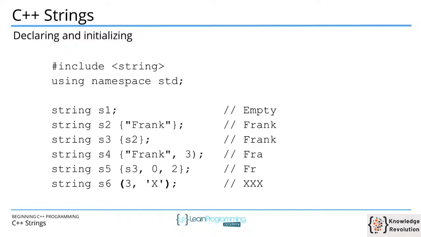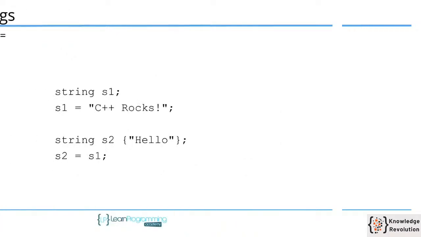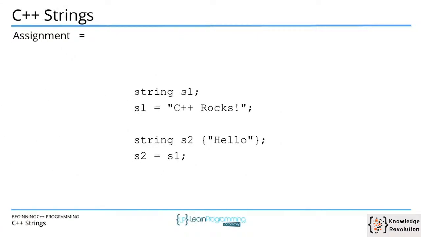Now that we've declared some strings, let's see how we can assign other values to them. With C++ strings, you can use the assignment operator. This feels much more natural than having to use the string copy function like we would have to in C-style strings. In this example, I've declared S1 and it's empty. Then I can assign the C-style literal C++ rocks to S1. Pretty cool and pretty easy. S1 will grow dynamically as needed.